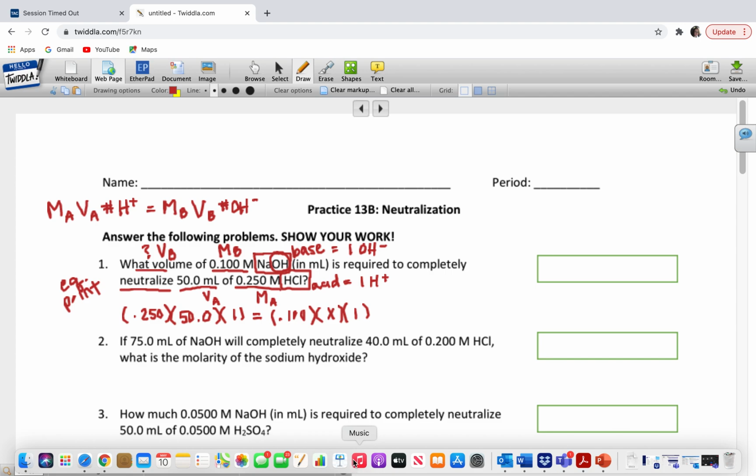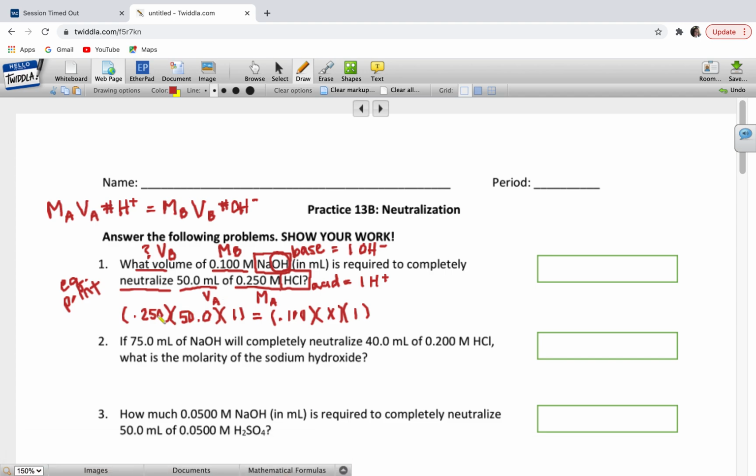All right, so remember your order of operations. Multiply first. 0.25 times 50 is going to be 12.5. So that side of the equation, once we multiply everything, is 12.5. 0.100 times x times 1 turns out to be 0.100x. Any questions about the multiplication part there?